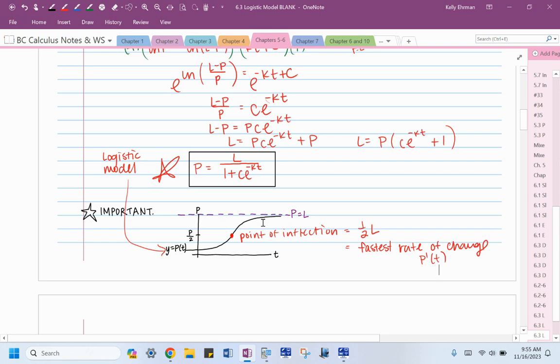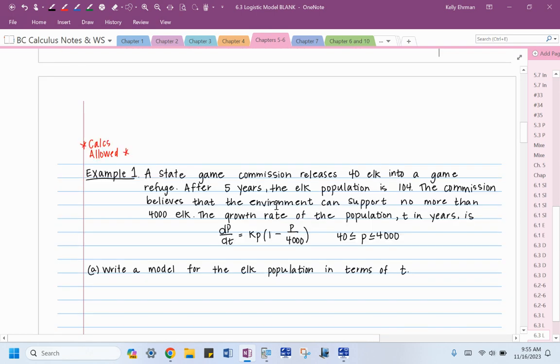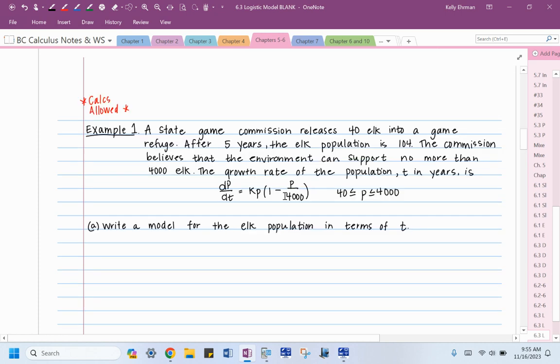All right, so let's do some problems. We're going to use our calculators for these. A state game commission releases 40 elk into a game refuge. After 5 years, the population is 104. I'm just going to make note of that as an ordered pair. The commission believes that the environment can support no more than 4,000 elk, that's carrying capacity.